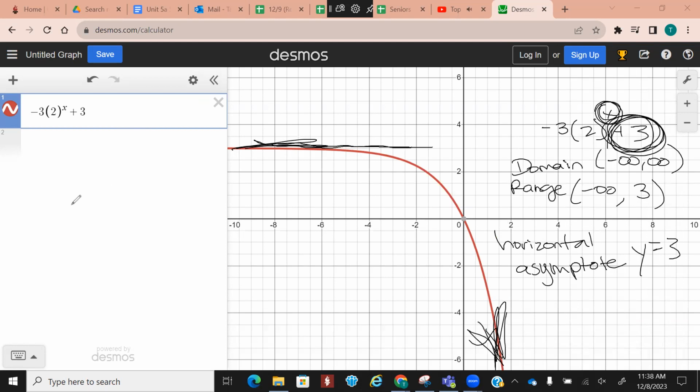Now, transformation. You got this negative out front, the 3, and you got this 3 chilling out back. So this 3 in the back is up 3. This 3 out front is a stretch of 3, and the negative is a reflection. Asymptote is where it approaches but never touches. It gets close, close, close, close, close, and never touches.